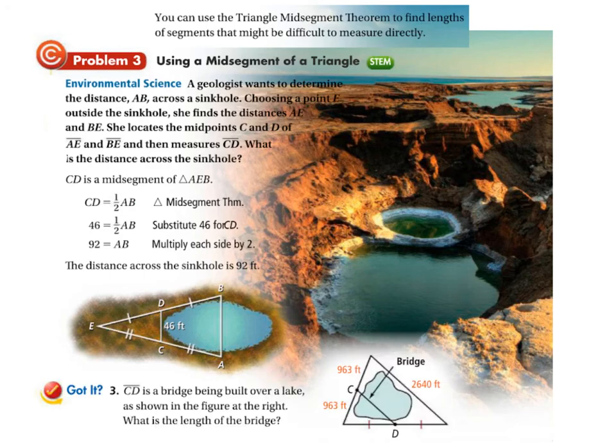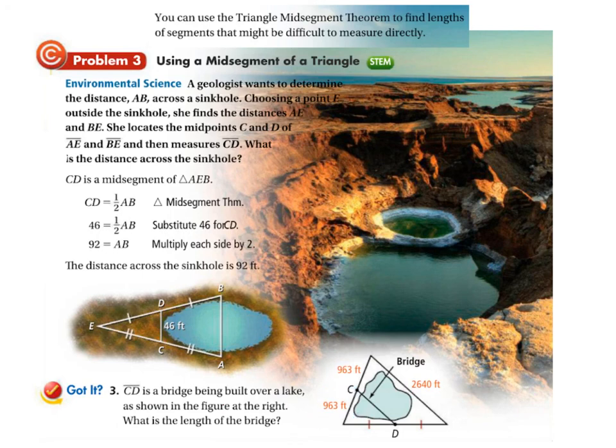So here's your got it problem. Give it a go. If CD is a bridge built over the lake and it's as labeled at the right here, what is the length of the bridge? Well, the bridge is going to be exactly half, since we see that this segment is 963 and this is 963, that must be the midpoint.